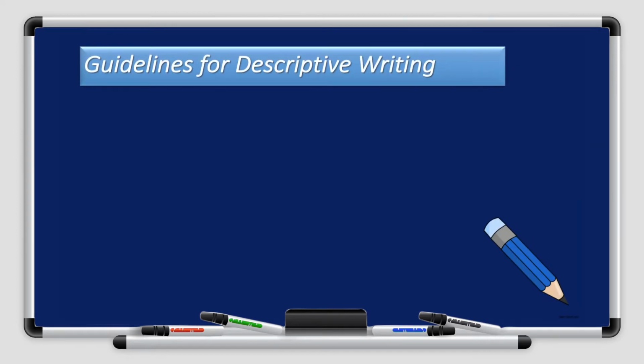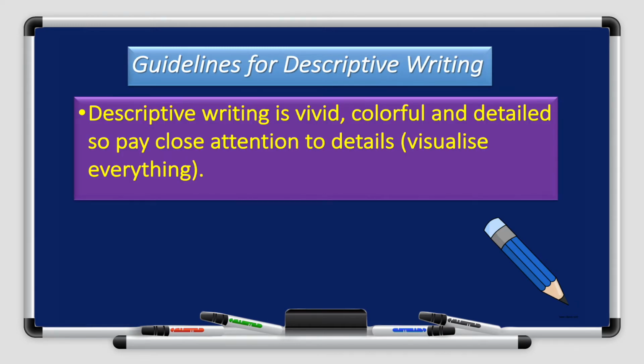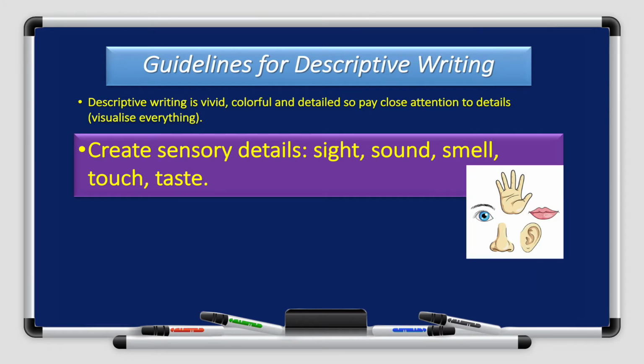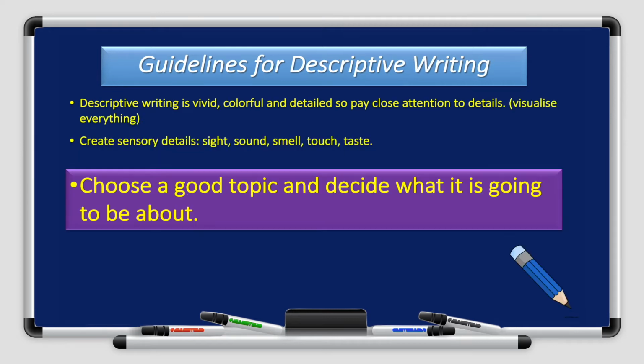There are some guidelines that you need to follow when it comes to descriptive writing and in order to have a well-written descriptive piece. What are these guidelines? Descriptive writing is vivid, colorful, and detailed. So pay close attention to details. Try to visualize everything you're going to describe. Create sensory details like sight, sound, smell, touch, and taste, and try to evoke the senses within the reader.